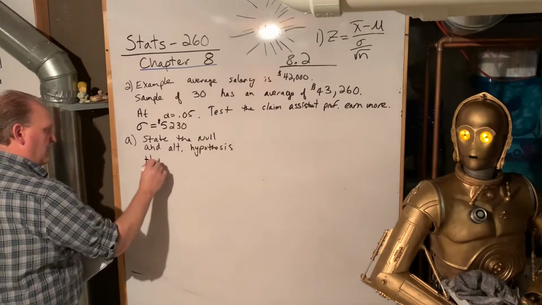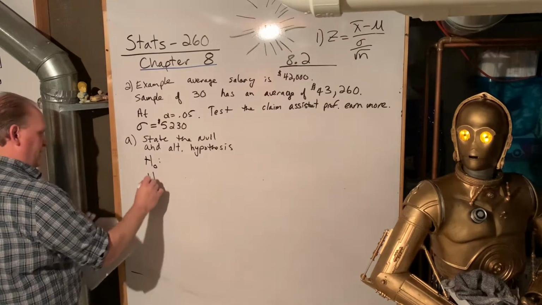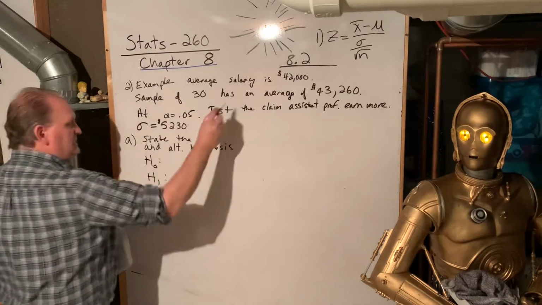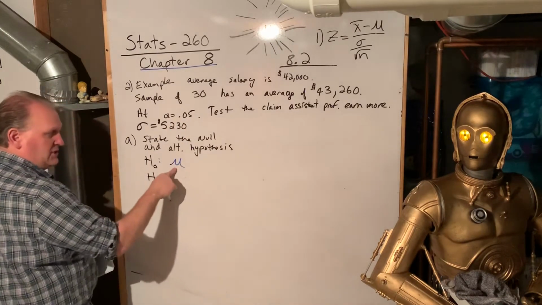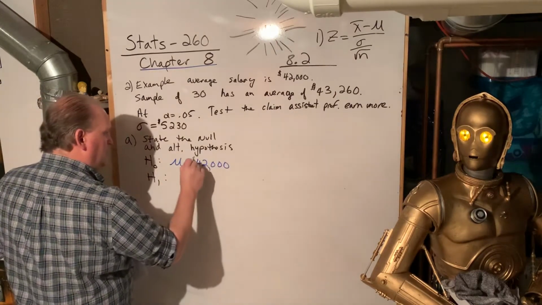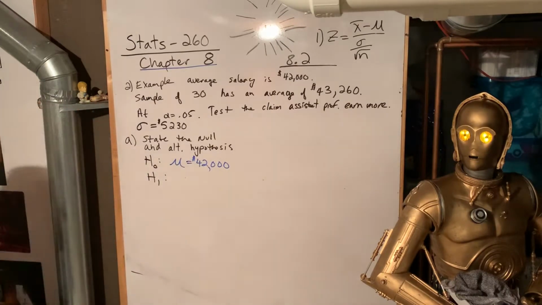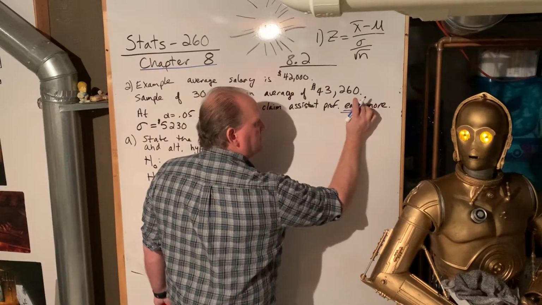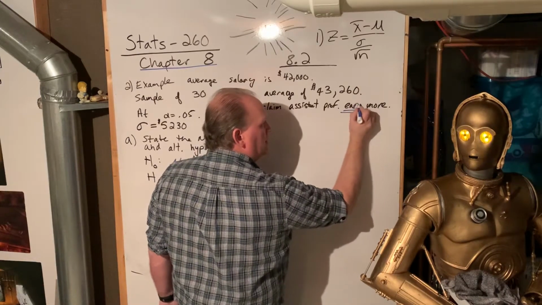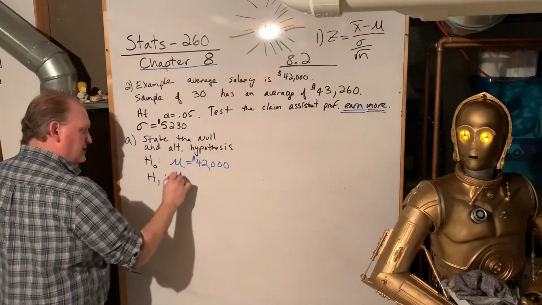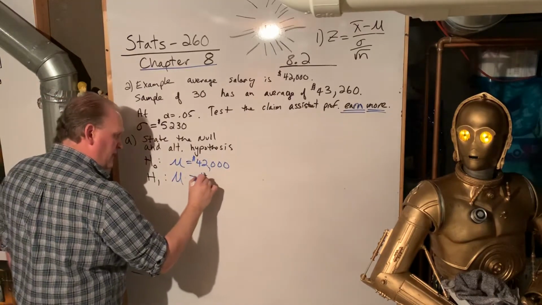So we want the null hypothesis and we want the alternative hypothesis. All right? So here, the null hypothesis is that the mean of the population, mu, is equal to 42,000. And now this is where some interpretation comes in. You got to read it over. It says, test the claim they earn more. So we're testing the claim that mu is greater than 42,000.